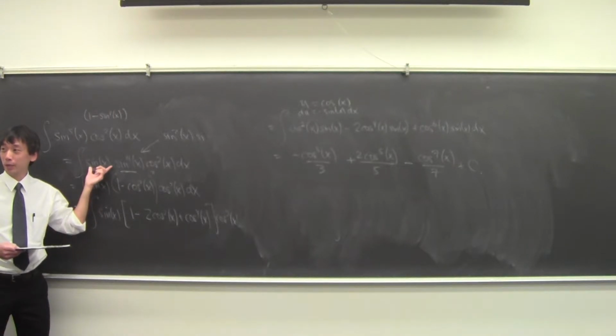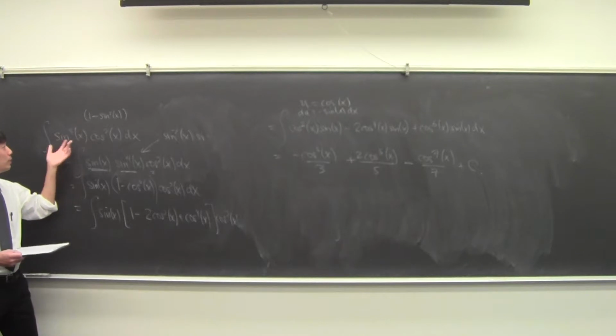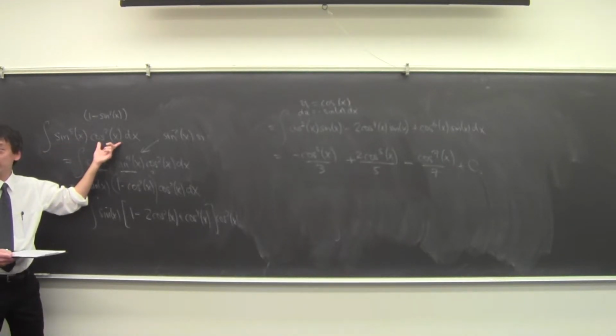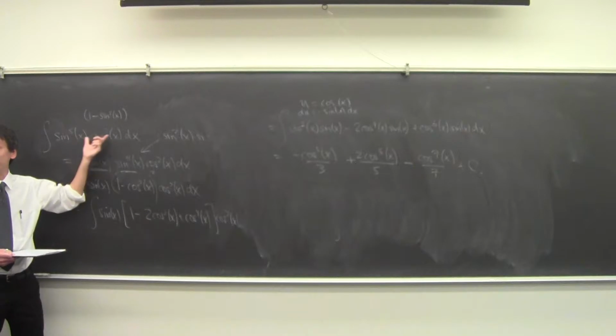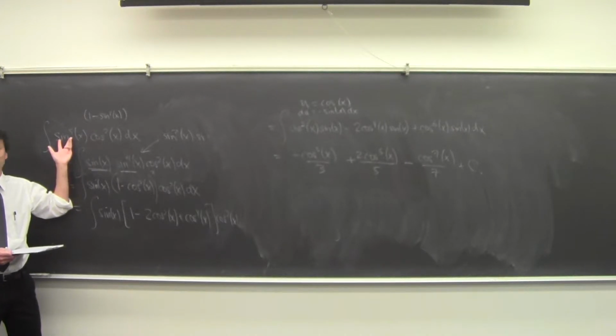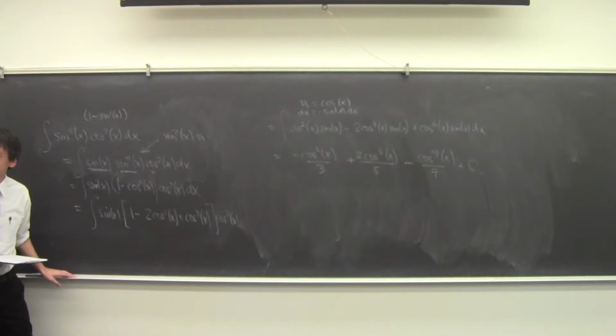Because I'm going to take my u as cosine, and then I've got my du sitting right there. Okay. So if you see something like this, some odd power of the sine against powers of the cosine, then that's your cue, right? Or vice versa, some odd power of the cosine against any power of the sine. Yeah. Okay. And then this trick might not work otherwise.